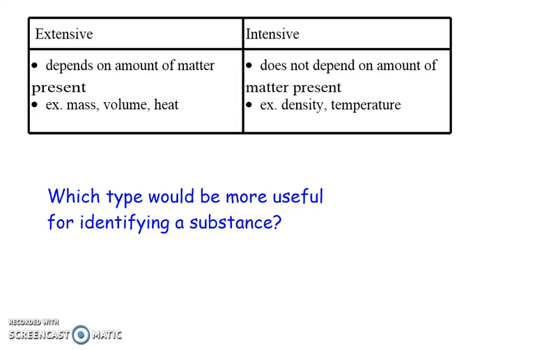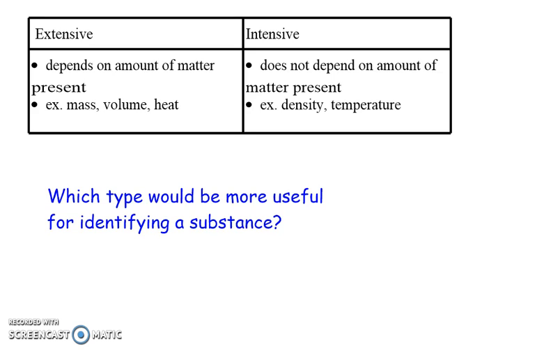Properties can also be classified as extensive or intensive. Extensive properties depend on the amount of matter present. For example, the mass, volume, or heat associated with a given sample. If I take a sample and I divide it in half, the mass changes, the volume changes, and the heat content of that sample also changes. They're all divided by 2. So extensive properties are directly proportional to the amount of matter that is present.